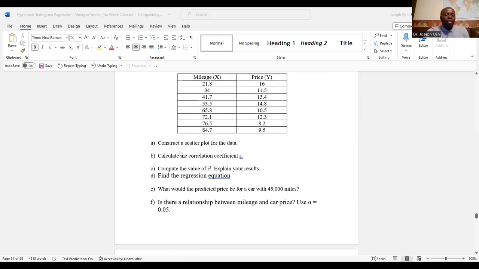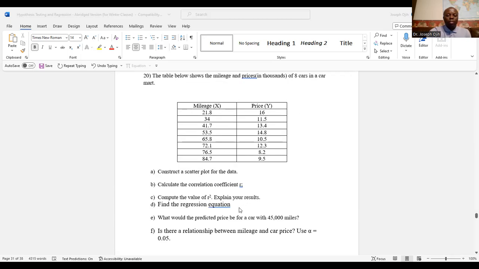So now the question says, construct a scatter plot for the data. Calculate the correlation coefficient R. Compute the value of R squared and explain your result. Find the regression equation. What will be the predicted price for a car with 45,000 miles on it? Is there a relationship between mileage and car price? Use alpha 0.05. So this is where you test the significance of the correlation coefficient, when they ask you, is there a relationship between mileage and the car price?